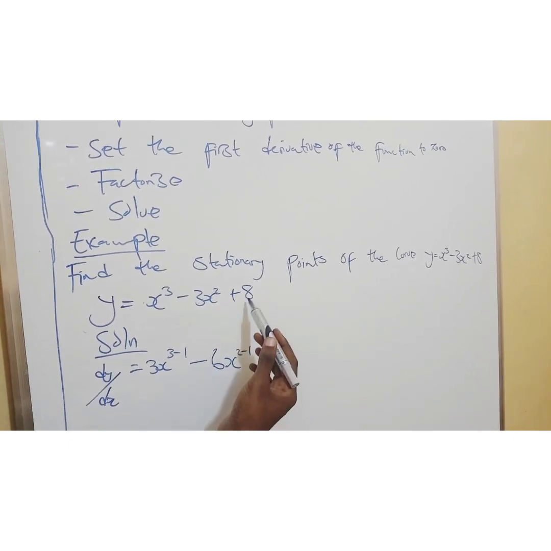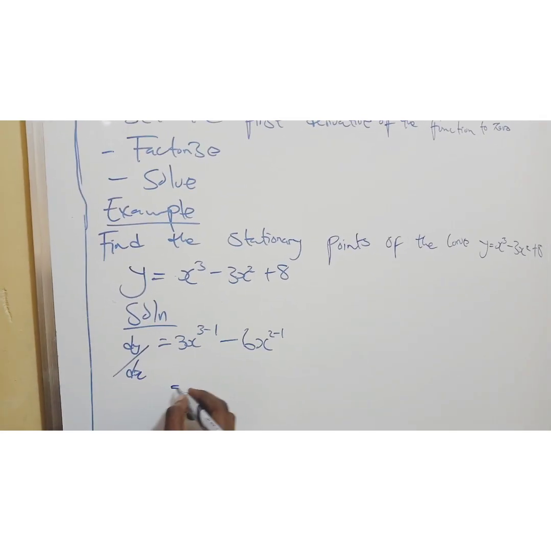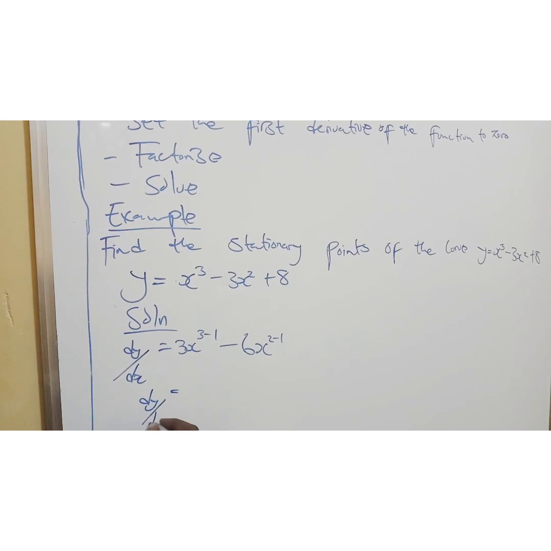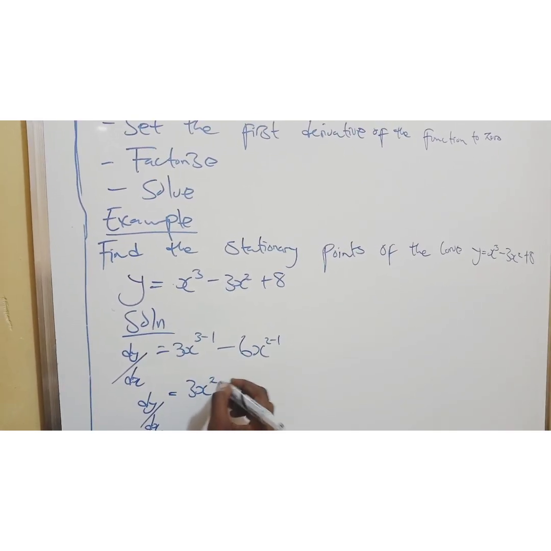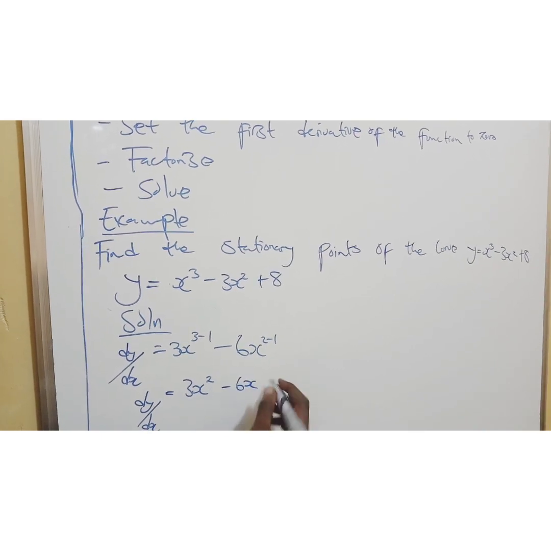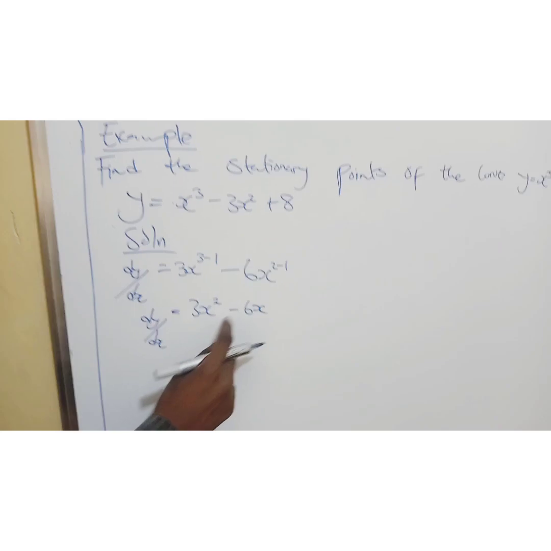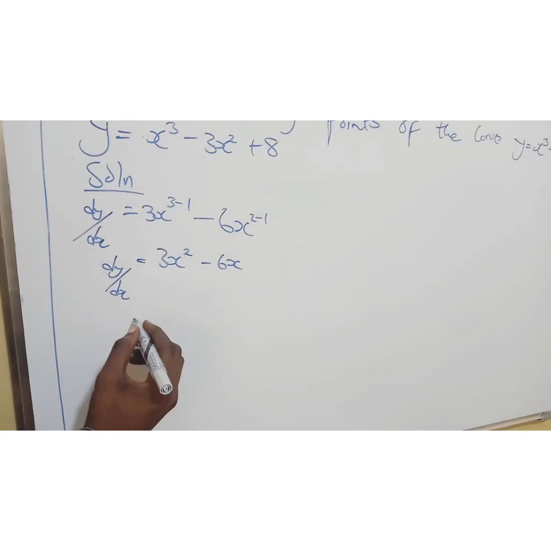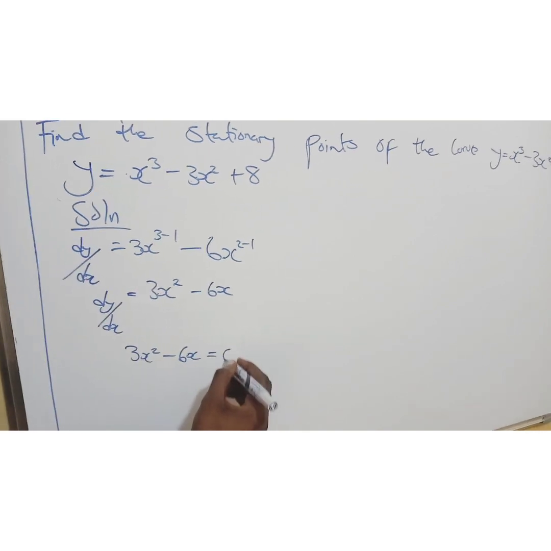You remember that the derivative of a number is 0, so don't put anything there. Don't put 0. So 3x squared minus 6x. So this is your answer. And then they said, set this to 0. So you're going to have 3x squared minus 6x is equal to 0.